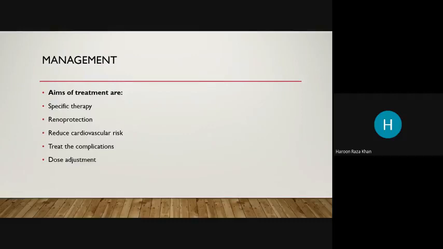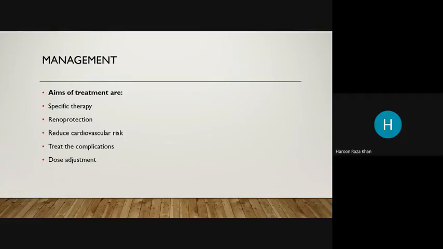So let us talk about slowing the process of renal failure, renal protection, which I just told you. The goal of renal protection should be to maintain the blood pressure at levels usually less than 120 by 80 millimeters of mercury, and to maintain a urinary protein concentration of less than 0.3 grams per 24 hours. So blood pressure should be less than 120 by 80, and the urine protein concentration should be less than 0.3 gram per 24 hours.